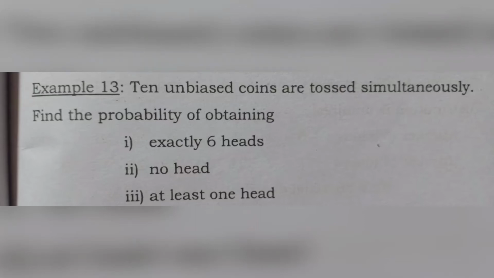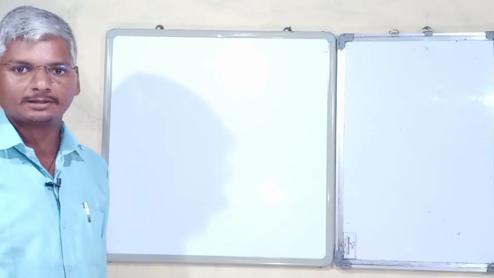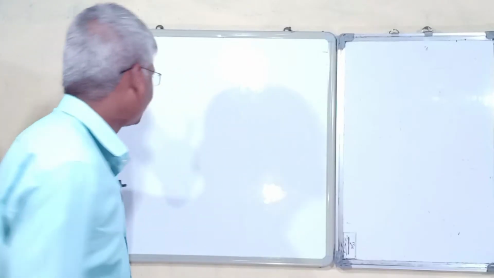Today I have come up with one more problem on binomial distribution. The problem goes like this. 10 unbiased coins are tossed simultaneously. Find the probability of obtaining first one exactly 6 heads, second one no heads, and third one at least 1 head. Let us proceed with the solution.